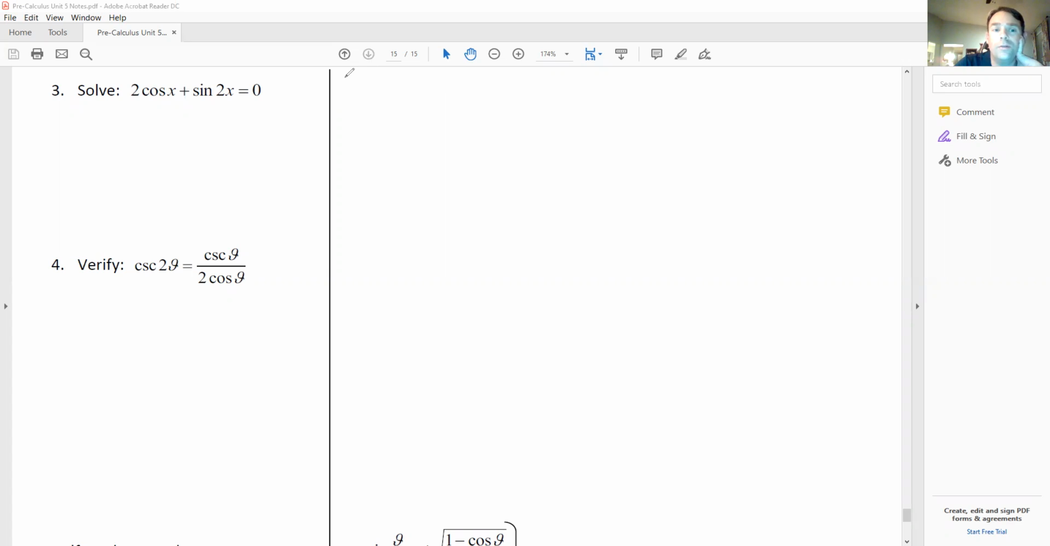All righty, let's see here. So 2 cosine x plus sine 2x equals 0. Well, friends, when I'm looking at this here, I see that sine 2x, and I think to myself, that's a double angle formula that I can use real quick. So I'm going to substitute 2 sine x cosine x in for it.